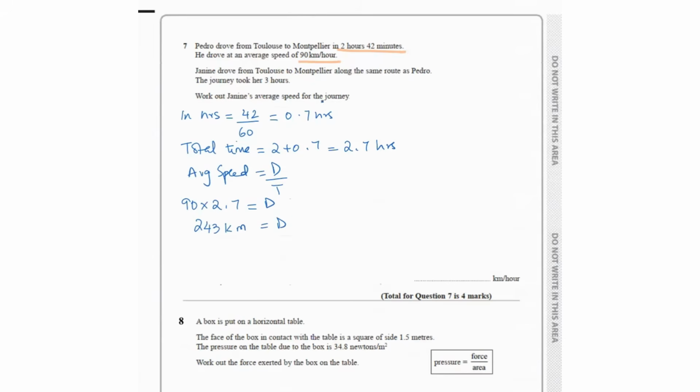So we have to find Janine's average speed. We have her time. So average speed is going to be 243 divided by 3. That's 81 kilometers per hour. That is Janine's average speed. So main thing, look at your metric units. Average speed will be given in terms of hours or minutes, not a mix of both. So if the time is given in hours and minutes, you have to convert it into hours completely and then use it to find the distance or anything else that they're talking about.